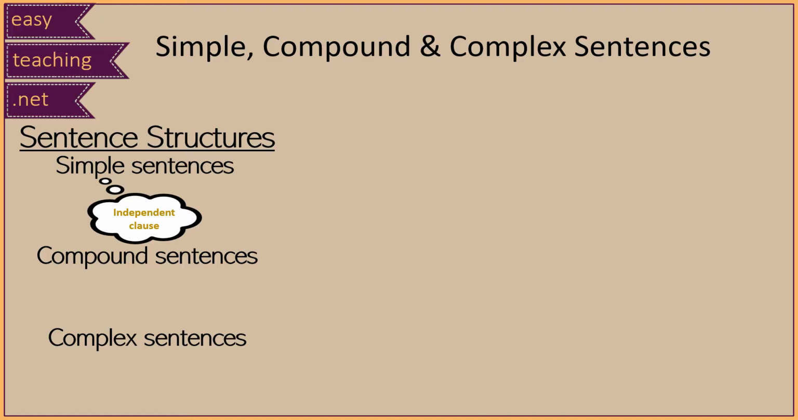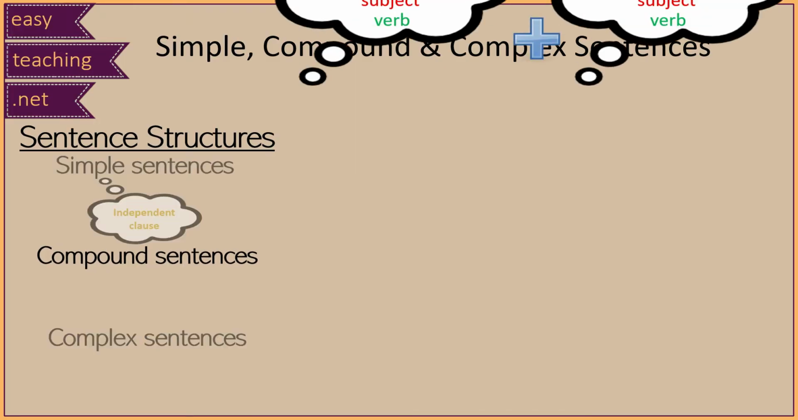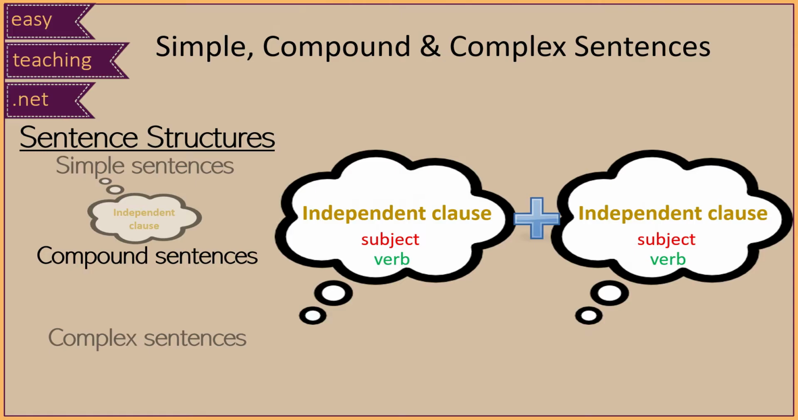Now let's move on to compound sentences. A compound sentence is 2 or more independent clauses joined by a coordinating conjunction. Coordinating conjunctions can be remembered using the acronym FANBOYS: for, and, nor, but, or, yet, and so.